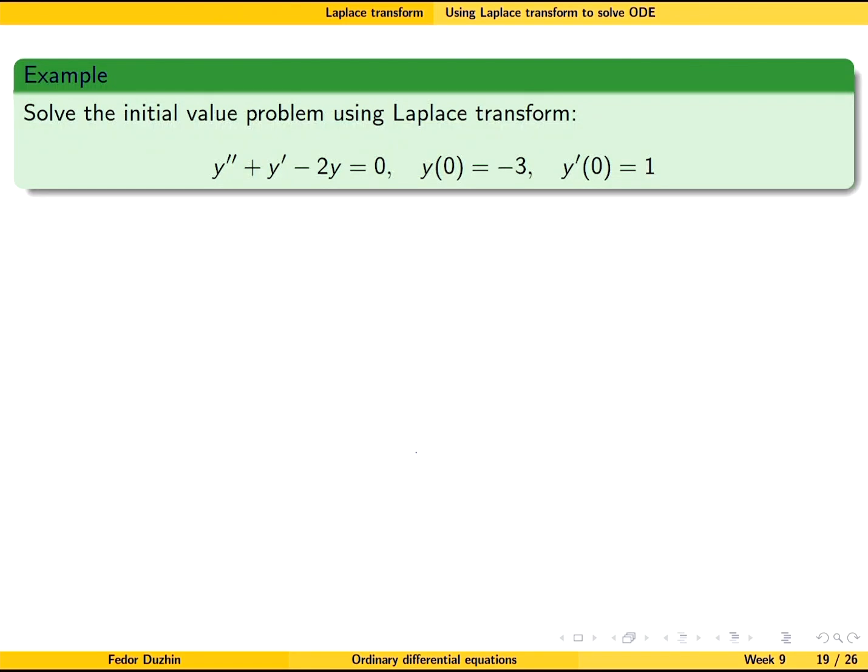Now, the Laplace transform can be used to solve ordinary differential equations. Until now, the way we usually solve differential equations, we first found a general solution of the homogeneous equation, of the differential equation, and then we use the initial values to find the values of the constants, and it gave us a specific solution of the initial value problem.